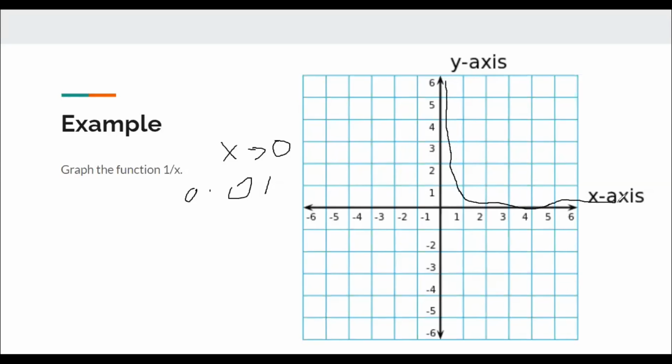Something like this. It's not going to actually cross the x-axis ever. And then that's for the positive x's. And if it's a negative x, as x approaches 0 again, it's going to go towards negative infinity. So it's going to be something like this. And then as you get more negative numbers, it's going to approach 0 again. So that's a graph of 1 over x. It's something like this. It's like that and then that.